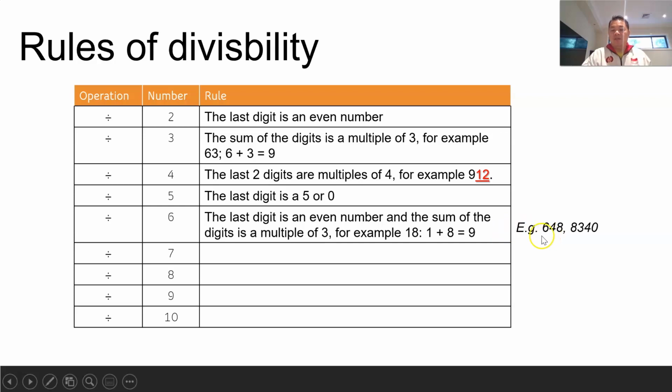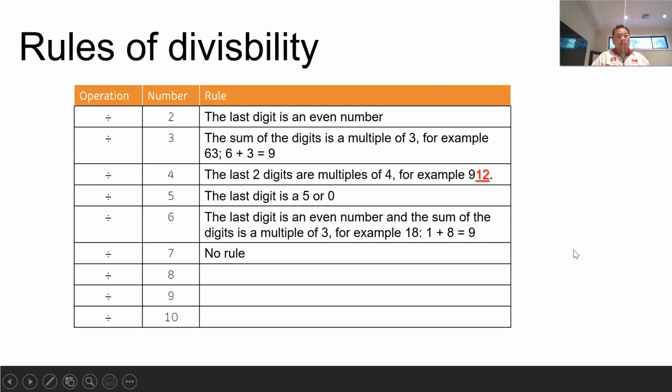Look at this again, 6 plus 4 plus 8. That's 18. 18 is divisible by 3. 8 plus 3 plus 4: 8 plus 3 is 11, 11 plus 4 is 15. 15 is also divisible by 3. And these two numbers are divisible by 6.